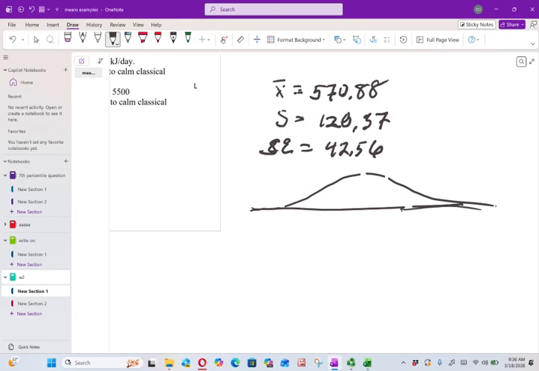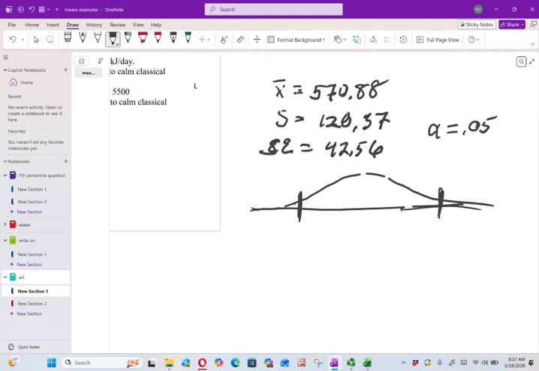What do I need to get the critical region cutoff points? I need a critical region size. I'm going to use alpha equals 0.05, just because. This is a two-tailed test. How much is going to be in each tail? Half of the 0.05?